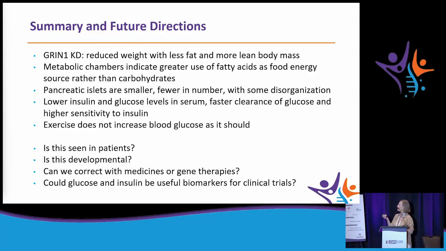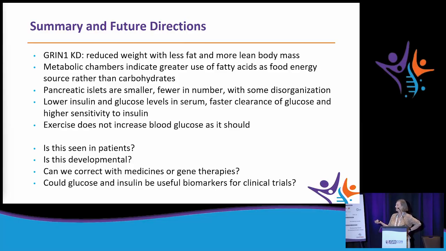So just to summarize, the KD mice have reduced weight with less fat, more lean body mass. The metabolic chambers indicated greater use of fatty acids as food energy source rather than carbohydrates. The islets are smaller, fewer in number, with some disorganization. I didn't show you this, but you'll have to take my word. Lower insulin and glucose levels in the serum, faster clearance of glucose, and higher sensitivity to insulin, and exercise does not increase blood glucose as it should.